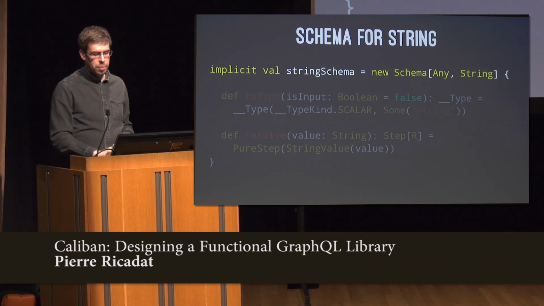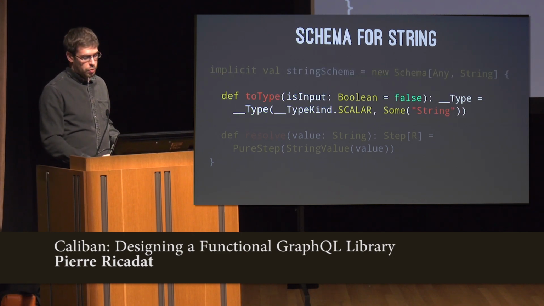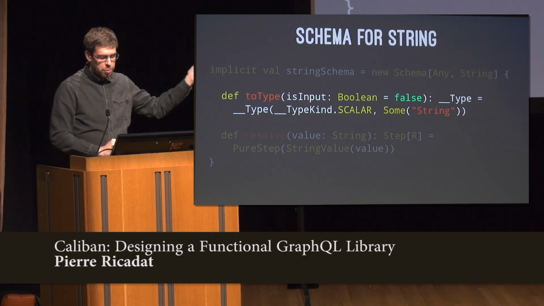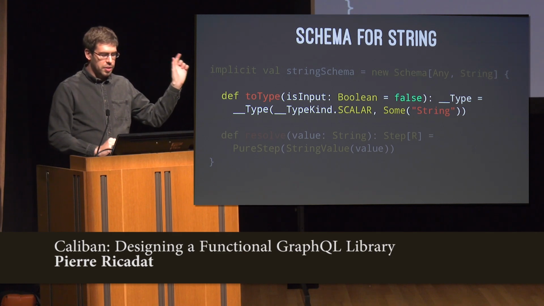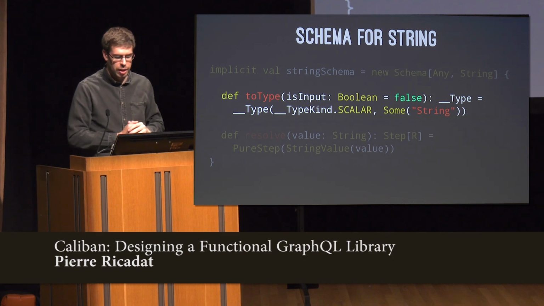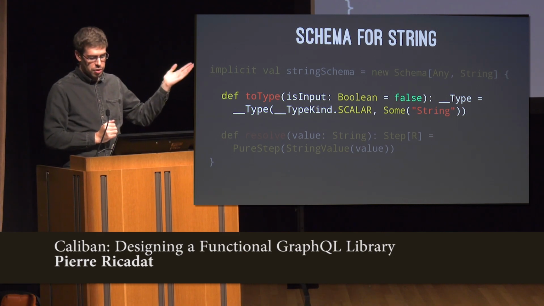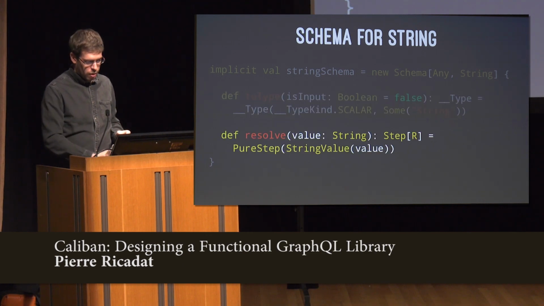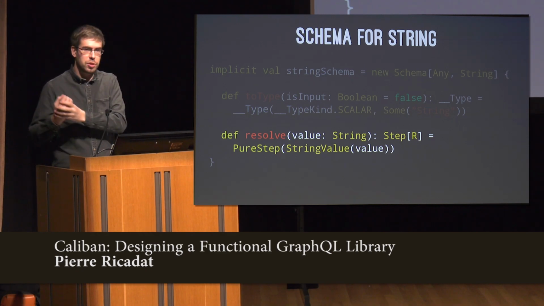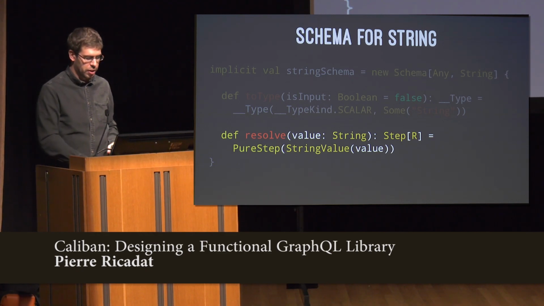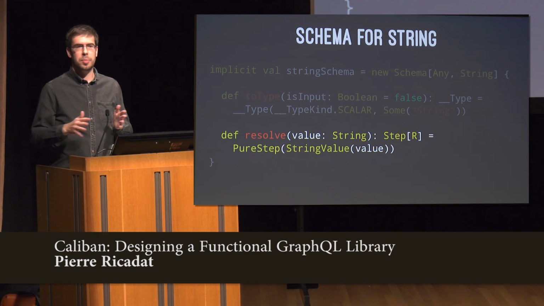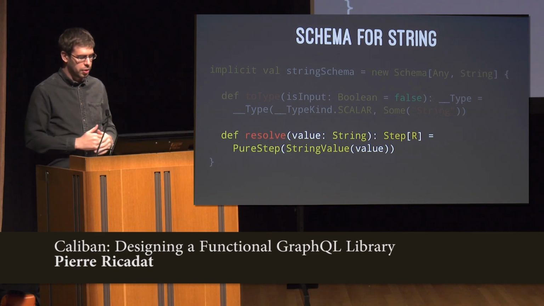Let's see an example of a schema for string. To implement toType, we just return a GraphQL type object with a kind. The kind here is scalar. The kind could also be object, list. There are various kinds. And a name. The name here is just string. And the resolve function is just a pure step. We have a string, we just return it. There is nothing to run. There is no effect here to run. Caliban provides schemas for all the basic Scala types: list, option, int, string, and so on.